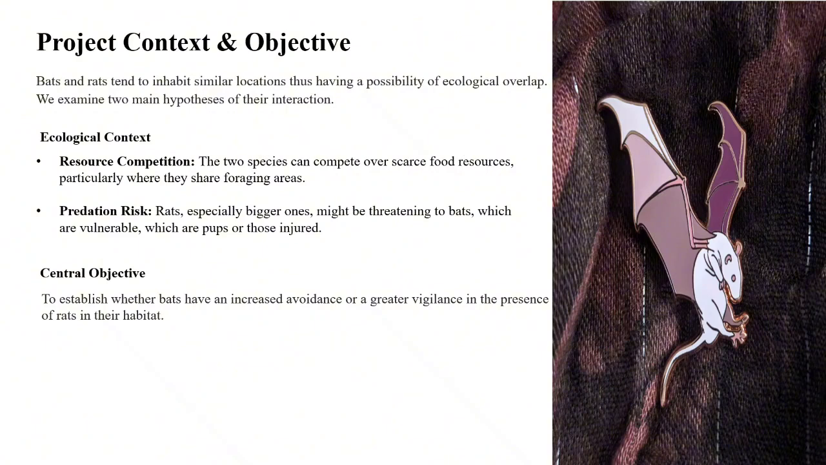In resource competition, bats and rats may compete for food resources in shared foraging areas, while in predation risk, larger rats may pose a direct threat to bats, particularly vulnerable individuals such as pups or injured adults. Our central objective was to establish whether bats become more avoidant or display greater vigilance in the presence of rats. This helps us to understand whether bats see rats only as a competitor or also as a potential predator.